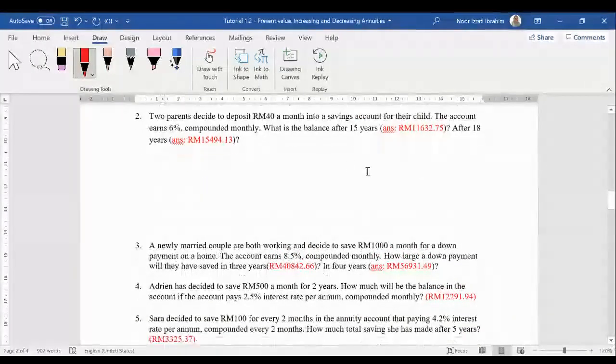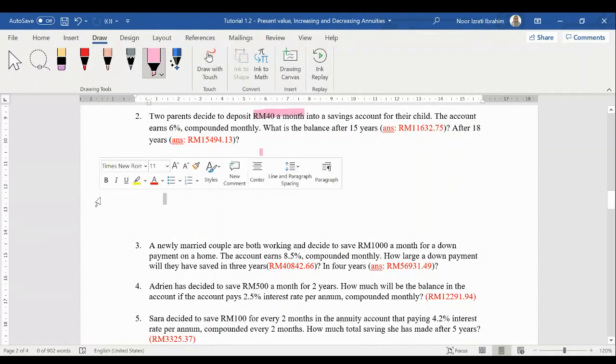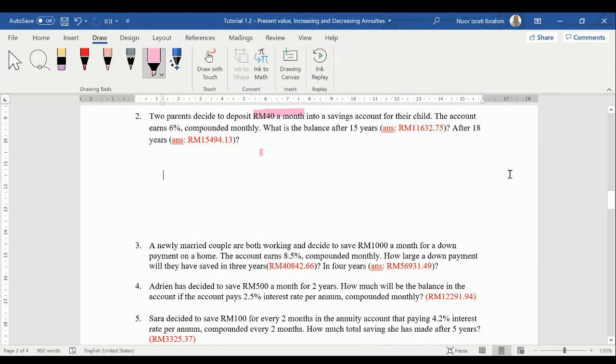Question number 2, two parents decide to deposit 40 ringgit a month. You see here, the trend of deposit is several deposits made, 40 ringgit a month. Not one time, but every month they will deposit into the saving account of their child. The account earns 6% interest compounded monthly. Compound time always follows the deposit trend. What is the balance after 15 years and after 18 years?